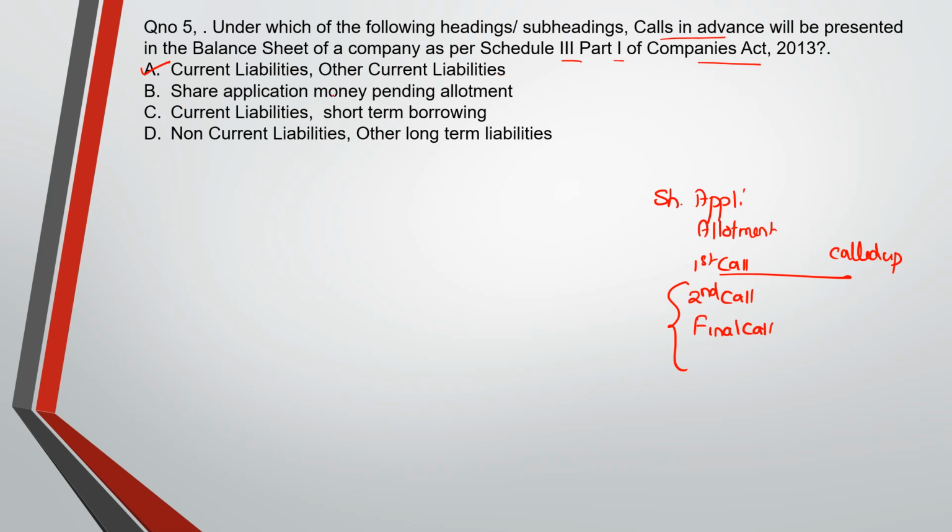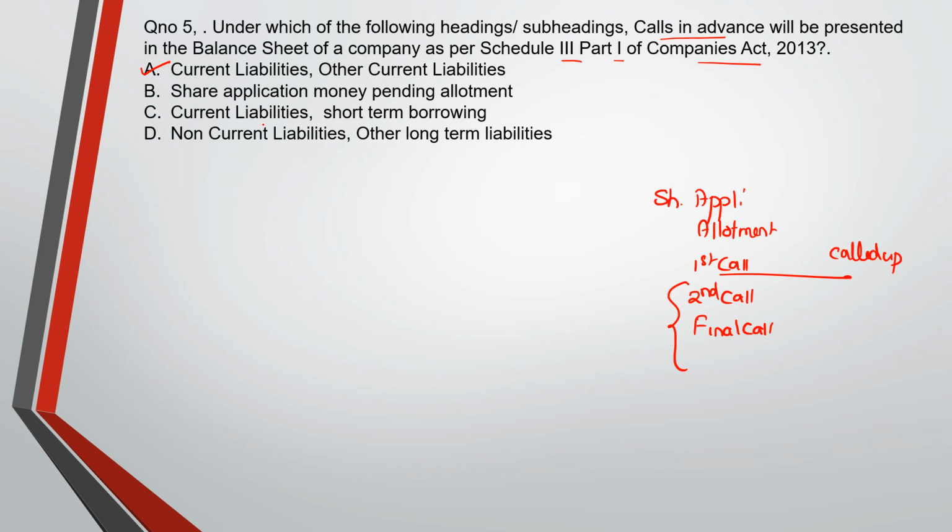It is not share application money pending allotment, because here the allotment has already taken place. The first call has been made. The second and final call is yet to be made. Share application money pending allotment refers to the money collected by the company on issue of shares when the allotment has not yet been completed. Until the allotment is made, the amount is kept in a separate account called share application money pending allotment. Once allotment is done, it would be transferred into share capital.